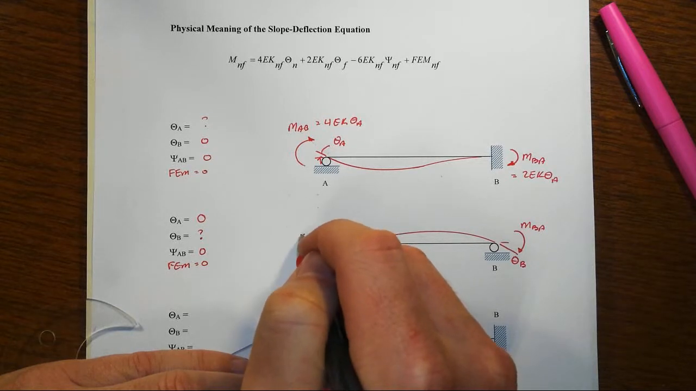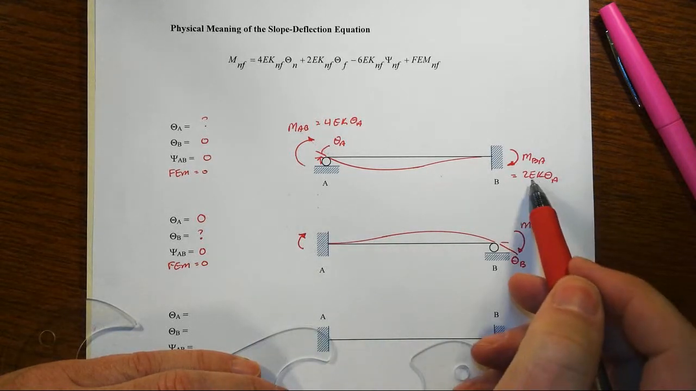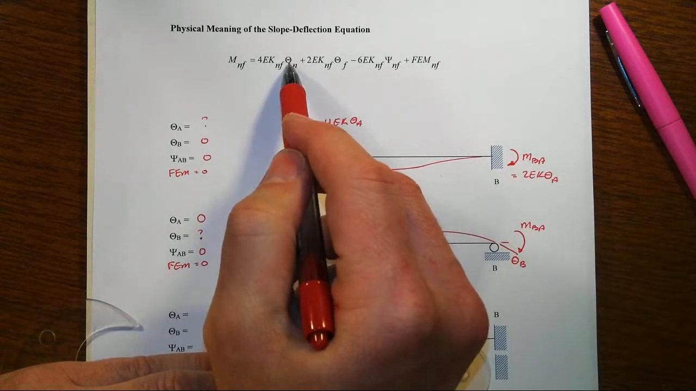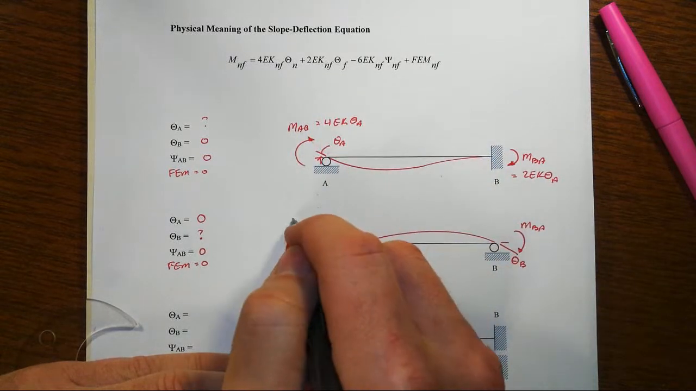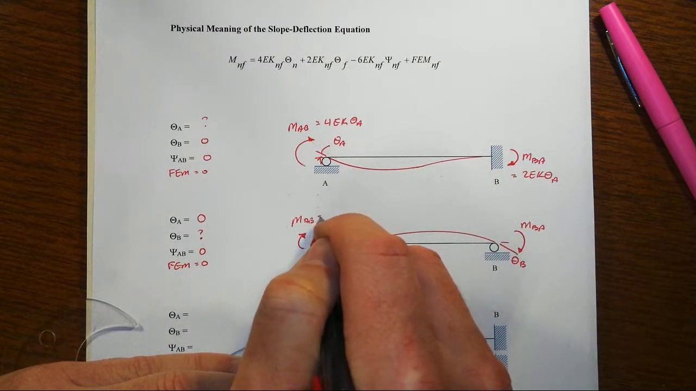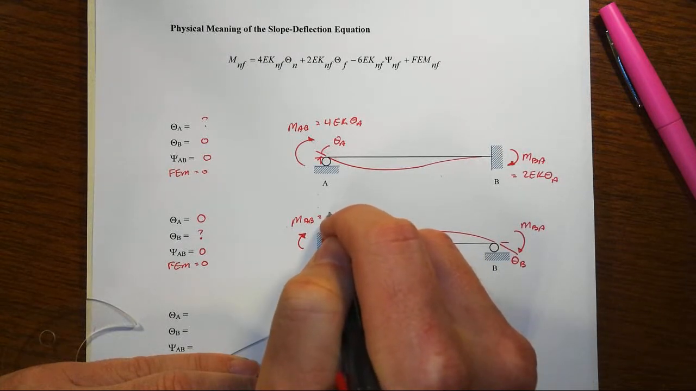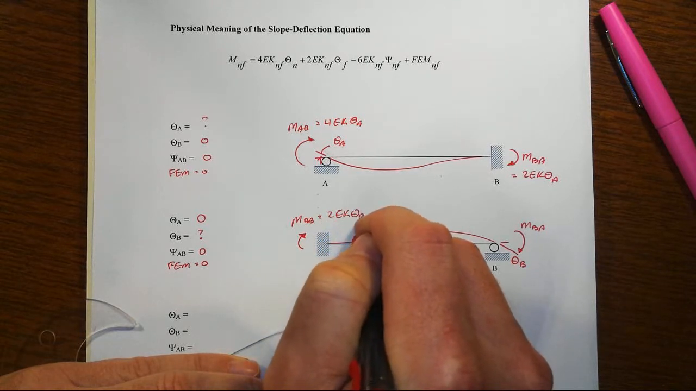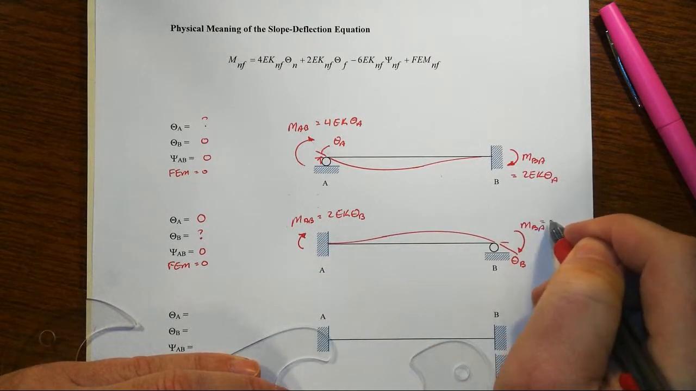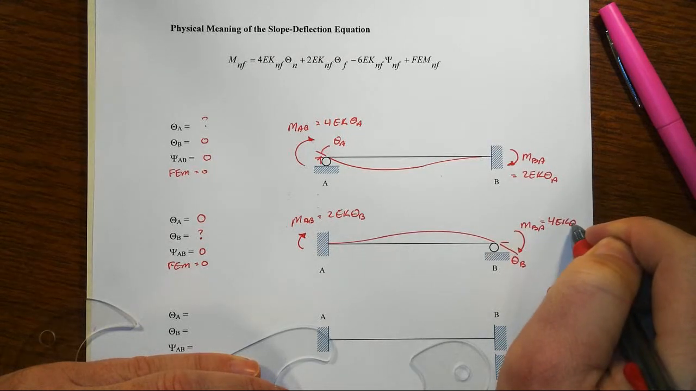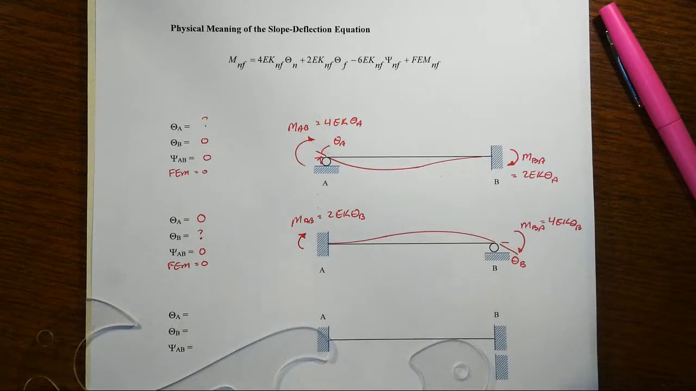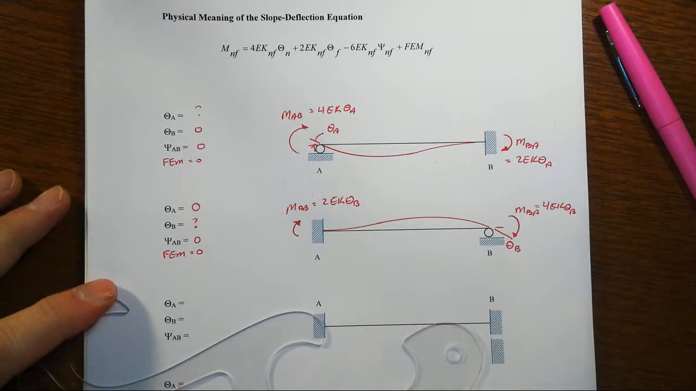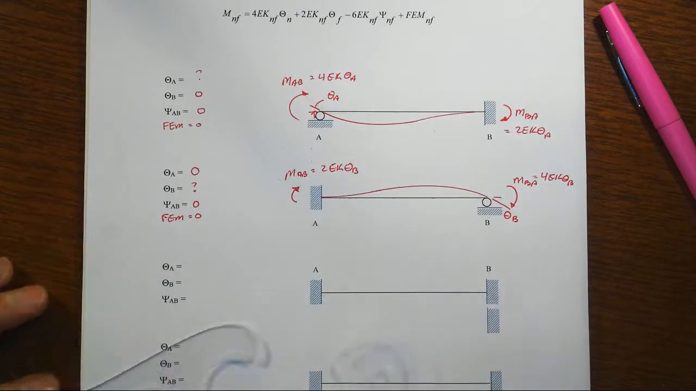And back here at MAB, if you really didn't quite believe the half relationship we had over here, put in these values 0, 0, 0, and you get that MAB, when the far end is rotated but we're keeping it fixed at the left end, meaning no rotation, will be 2EK theta B from the far end. That does of course mean that MBA is 4EK theta B. We're really just focusing on one end, but notice these are the first two terms in the slope deflection equation. Now we come down to the chord rotation term.